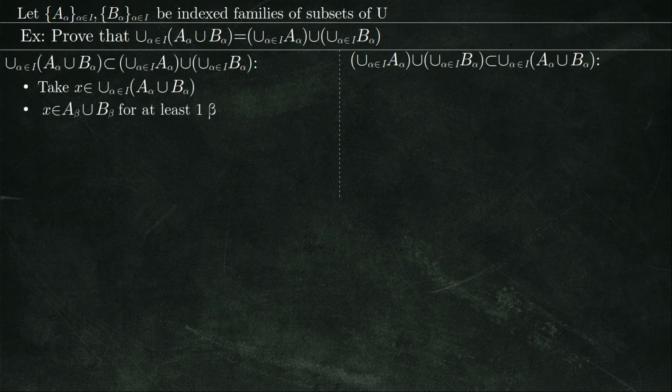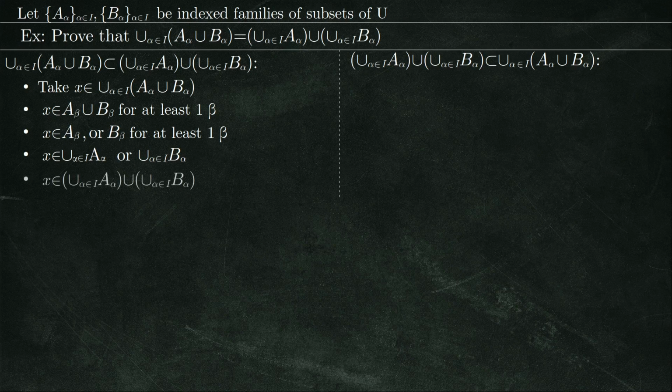If x is in the union of all the A alpha union B alphas, then it must be in at least one of the A union B's. So it must be in A beta union B beta for at least one of the betas. Remember, a point is in the union if it's in at least one of the things we're unioning together. So if it's in at least one of them, this means it must be in at least one of the A betas or B betas. And if it's in at least one of them, this means it's either in the union of all the A's or it's in the union of all the B's. So if it's in at least one of the A's or one of the B's, then it must be in one of these unions. And therefore x is in the union of all the A's union the union of all the B's. That's quite a mouthful to say, to be honest.